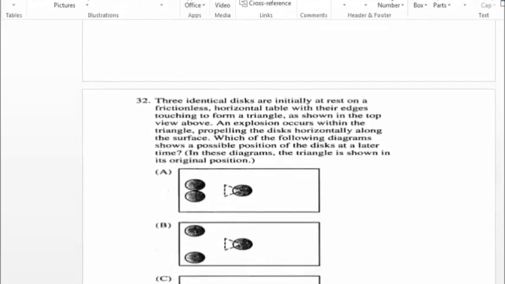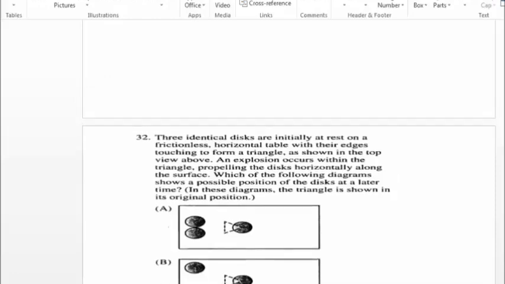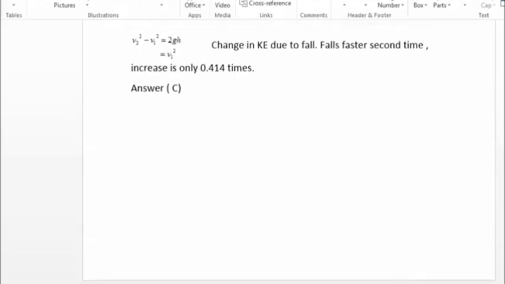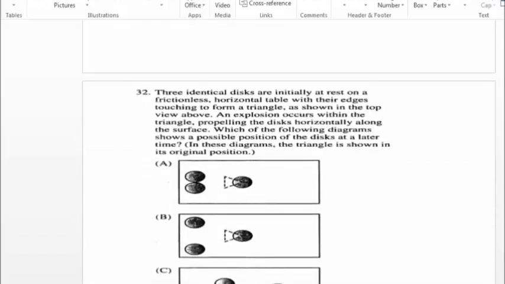Three identical disks are initially at rest on a frictionless horizontal table with their edges touching to form a triangle, as shown in the top view above. Basically these three will be touching together. An explosion occurs within the triangle, propelling the disks horizontally along the surface. Which of the following diagrams shows a possible position of the disks at a later time?